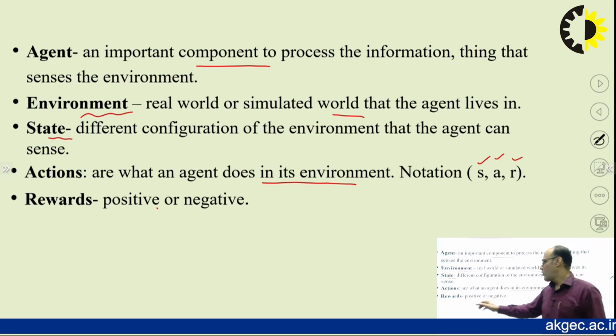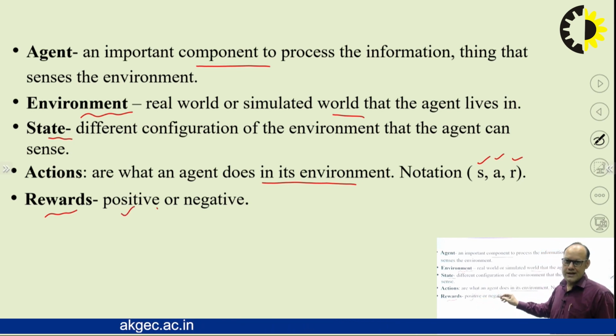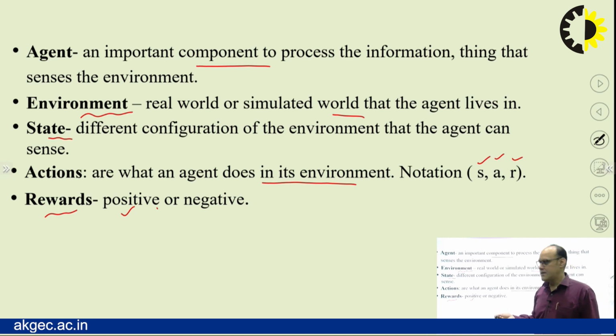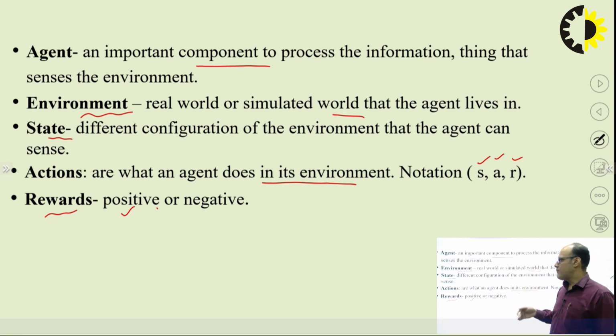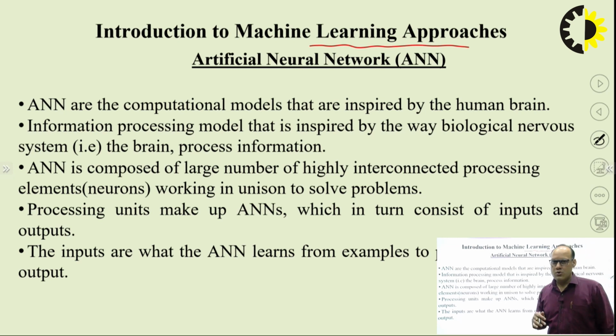Rewards are positive or negative, as I have said. If an agent passes, then it is a positive reward. If it fails, then it is a negative reward, true or false, right? So these are the important components that are part of reinforcement learning. Now we have to focus on the different approaches. I am just going to brief you about different approaches of machine learning.